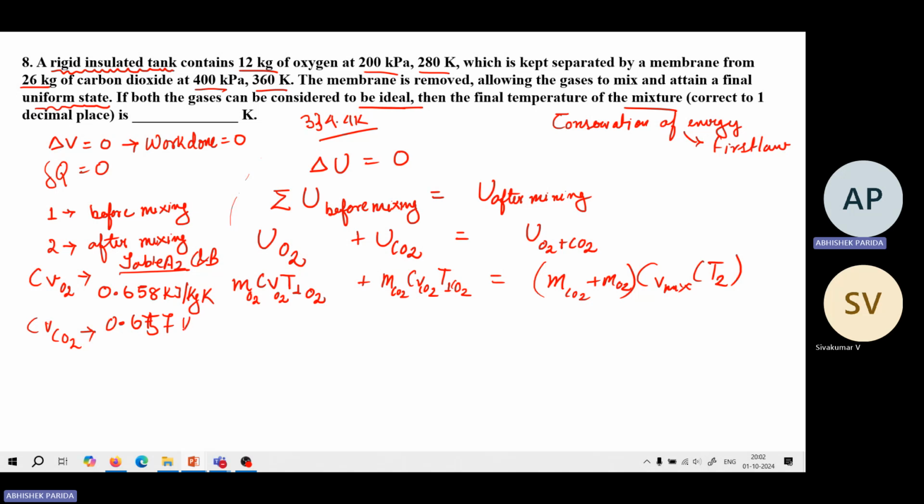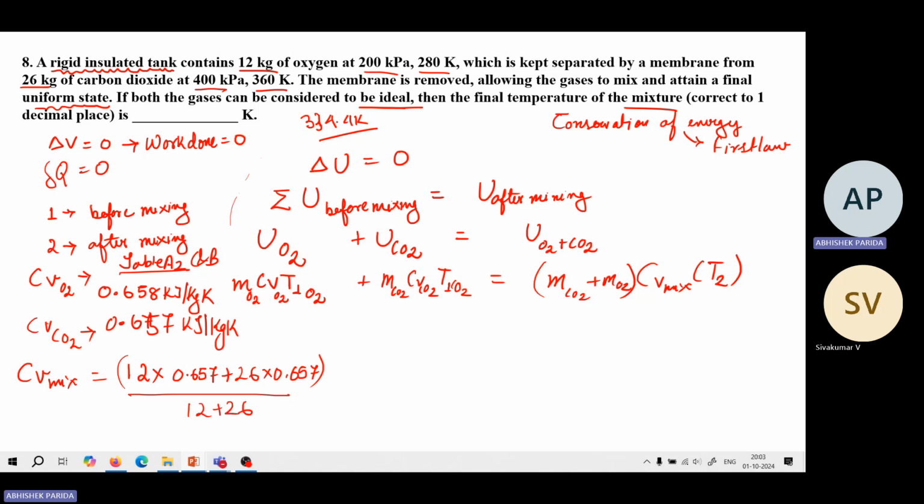Just cancel it, but better to go step by step. So what will be the Cv of the mixture? It will be the mass average of both of them. So just multiply. Oxygen is 12, so 12 into 0.657 plus 26 into 0.657, divided by 12 plus 26. Find out what is the Cv of the mixture.